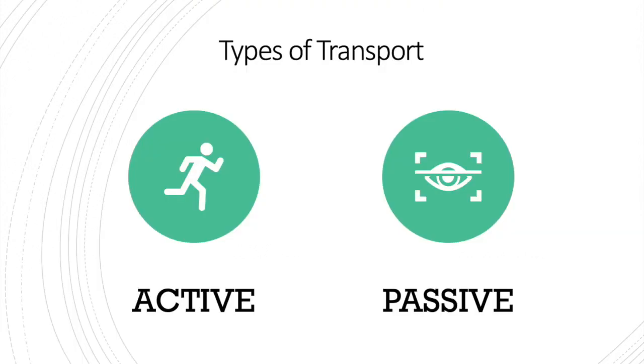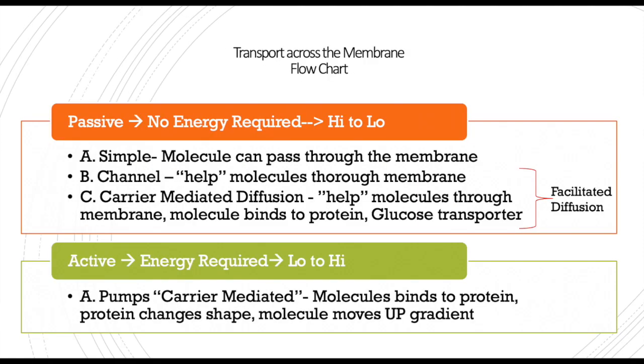We have two different types of transport, active transport and passive transport. I have made this flowchart to represent the different parts of passive and active transport. The process of diffusion is the movement of molecules from a high to low concentration. This is natural in our bodies. Passive transport is diffusion. For active transport, we see a low to high concentration gradient.